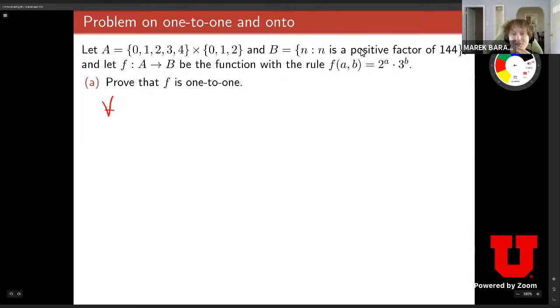So to show a function is one-to-one, we want to show that for every element over here, so this is our codomain, we want to show that each element in our domain goes to exactly one element in the codomain.